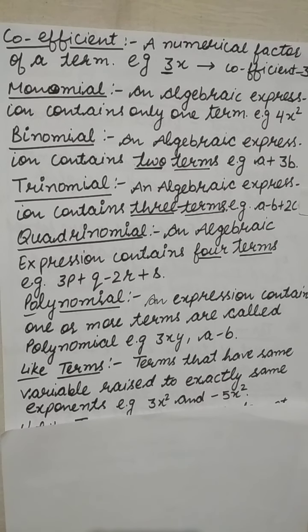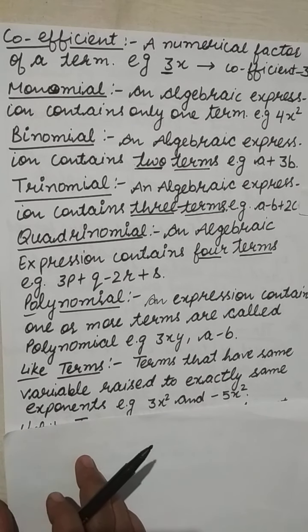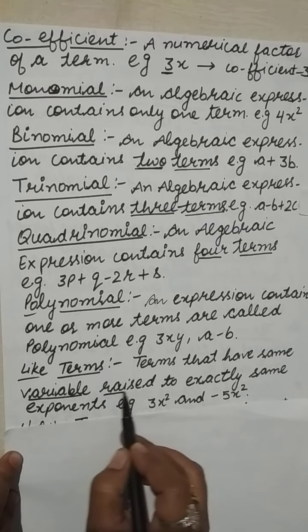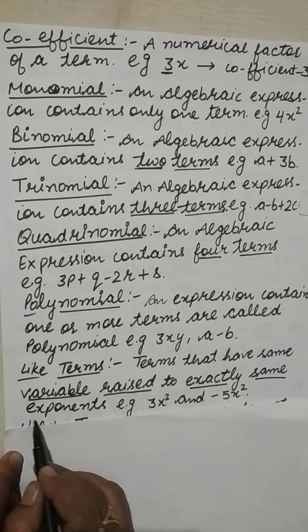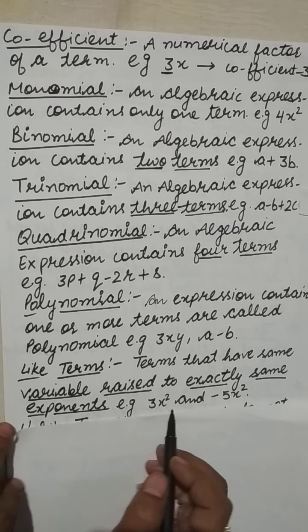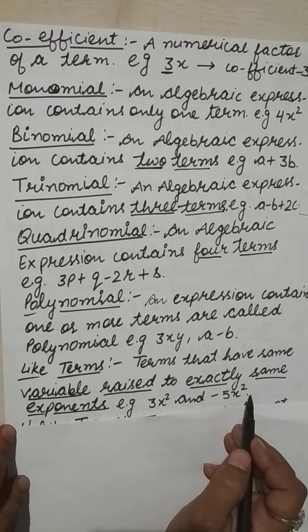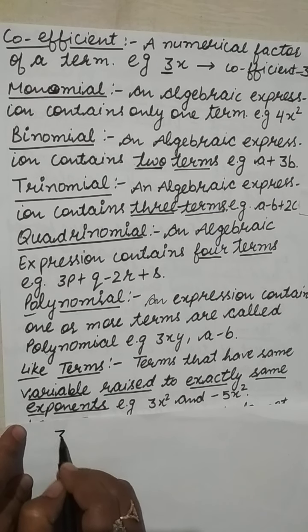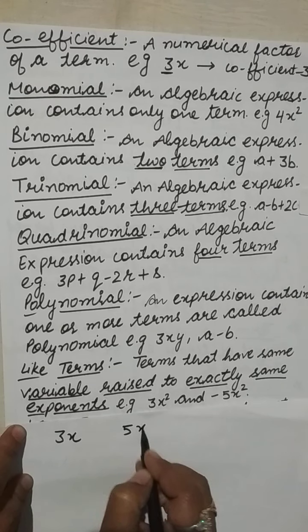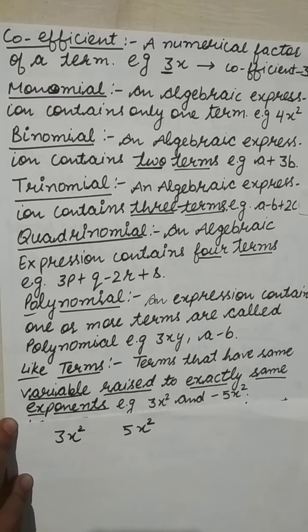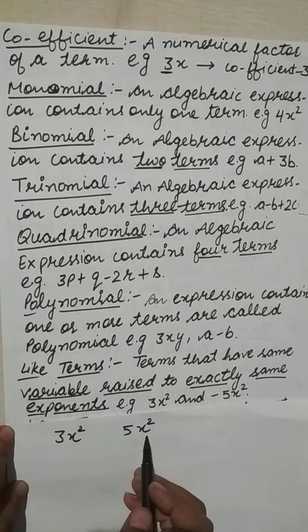Next term is like terms. Like terms are terms that have the same variables raised to exactly the same exponents. Like terms must have the same variables and their powers must also be the same. For example, if I write here 3x, then 5x is the like term. If I put power 2 here, then this must be power 2. Then these two terms can be considered as like terms.